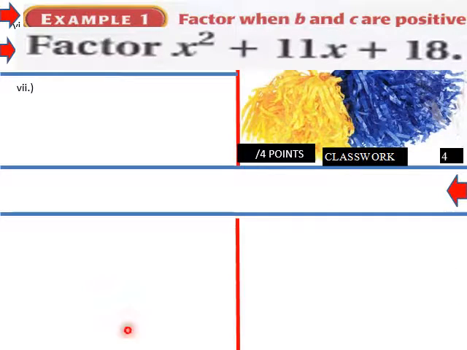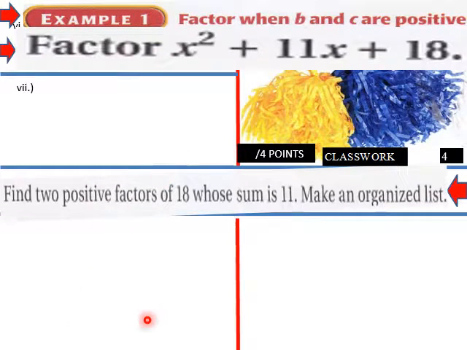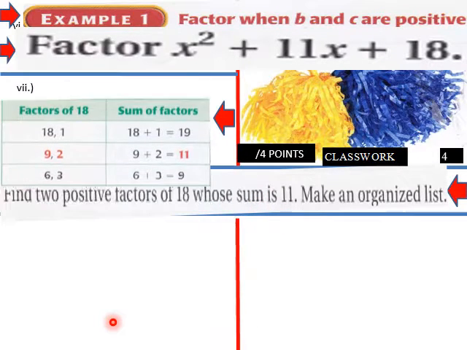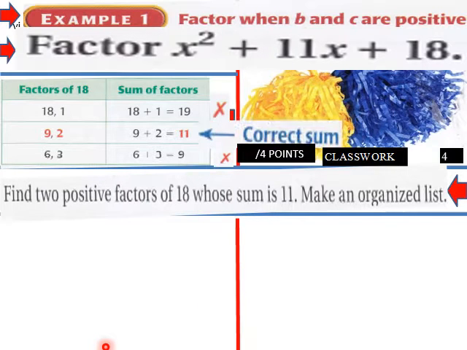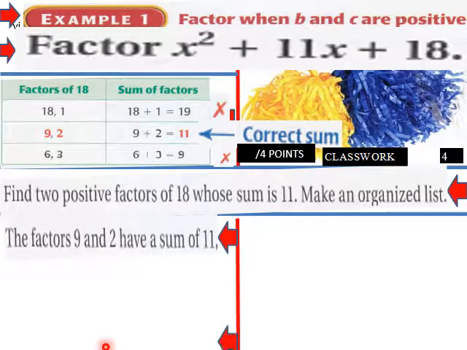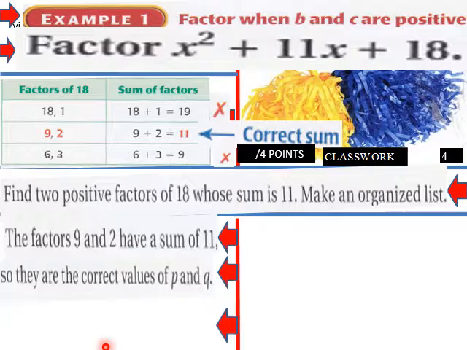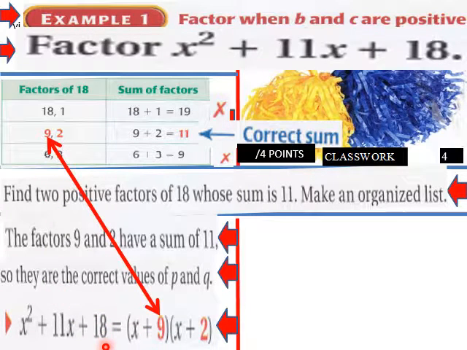Okay, example 1, factor x squared plus 11x plus 18. Find 2 positive factors of 18 whose sum is 11, so think about that. And here we are: 18 and 1, 9 and 2, and then 6 and 3. So this seems to be the pair that will work. So factors 9 and 2 have a sum of 11. They are the correct values p and q.